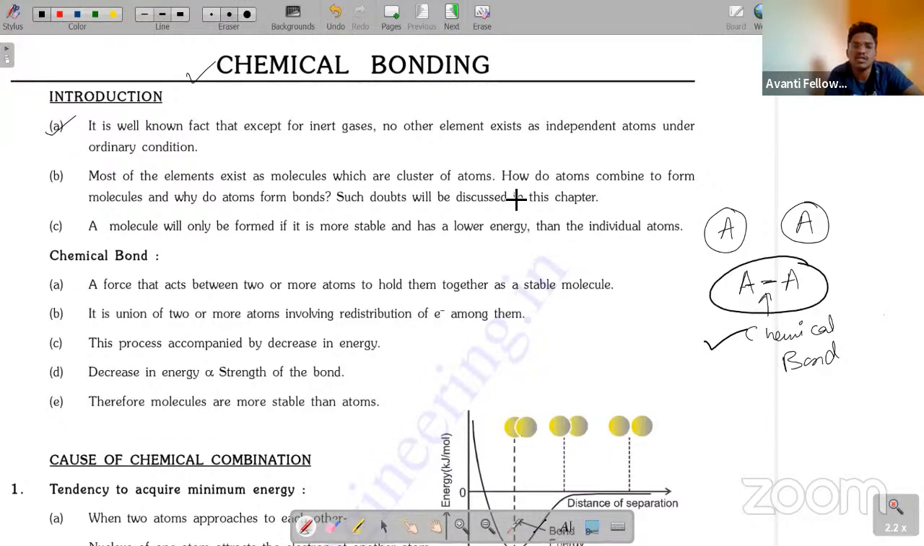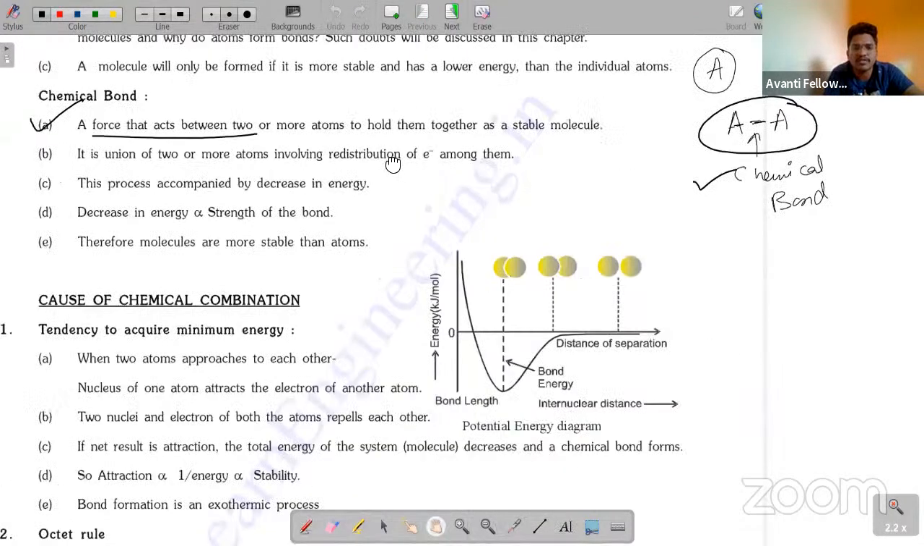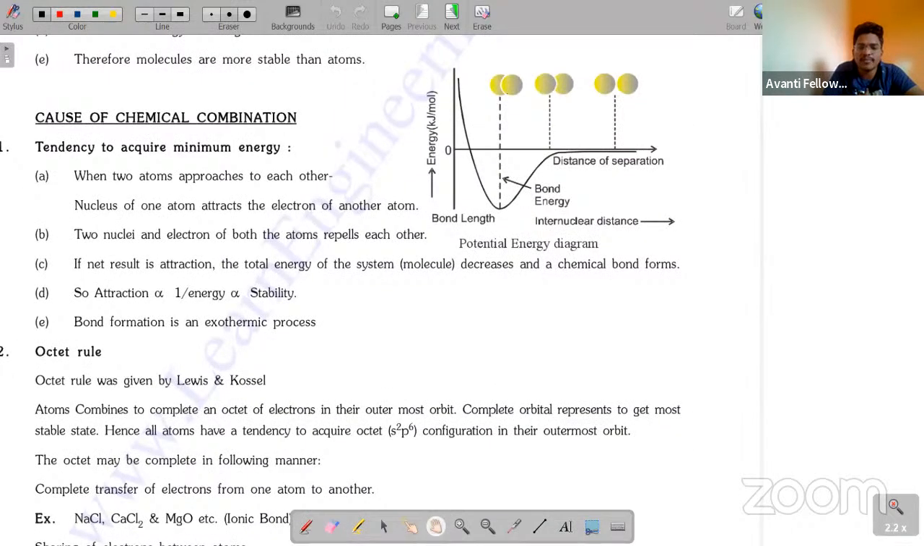The driving force, or we can say the force of attraction between the atoms. Let's suppose A and B are trying to form a bond. The force of attraction between them is simply a chemical bond. There is a force of attraction that acts between the atoms to make them a stable one. Now I am going to discuss what is most important from the examination point of view.